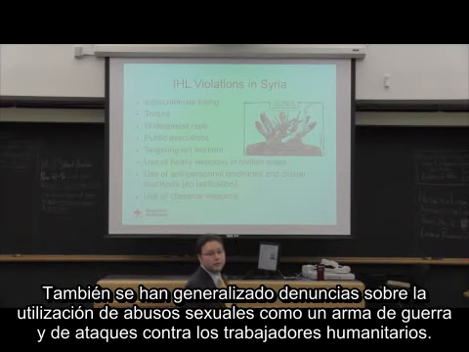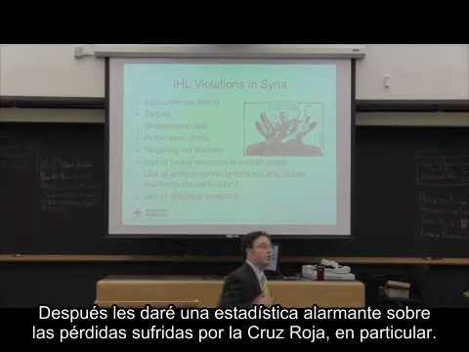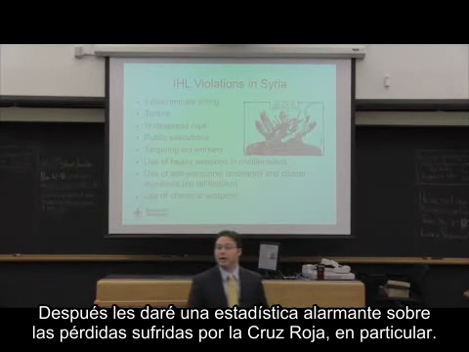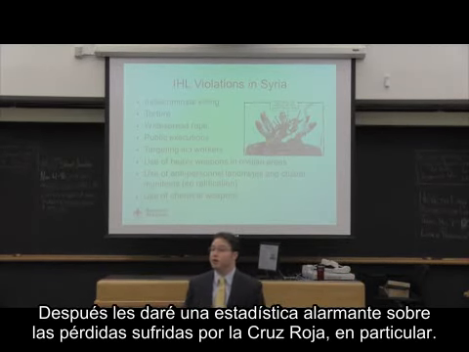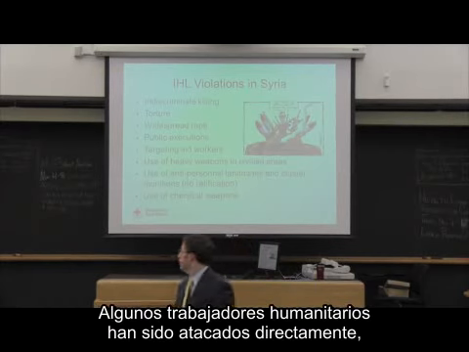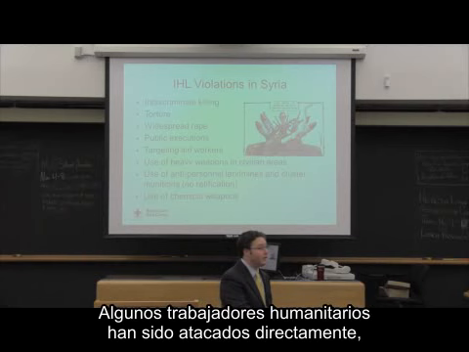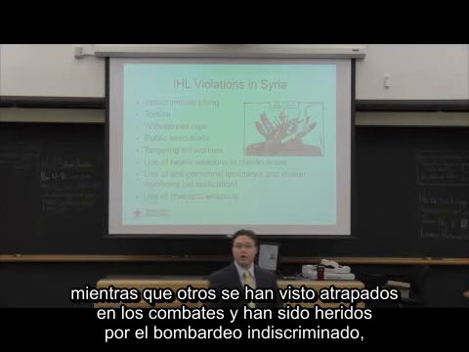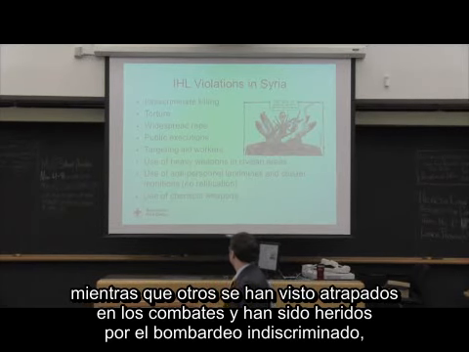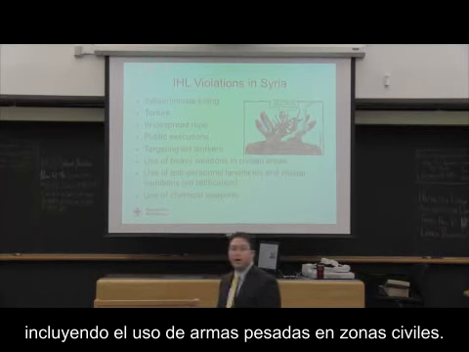Targeting aid workers. I'll give you a really startling statistic later on about the losses suffered by the Red Crescent in particular. But some aid workers have been targeted directly, while others have been caught in the fighting and harmed from indiscriminate shelling and use of force. Use of heavy weapons in civilian areas.